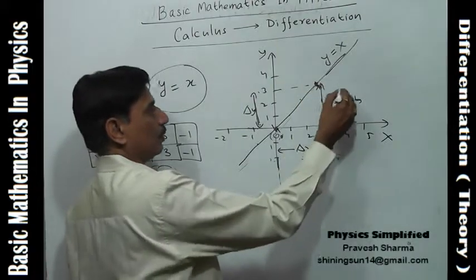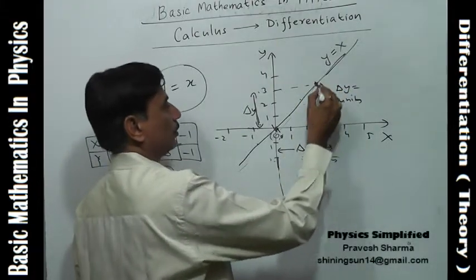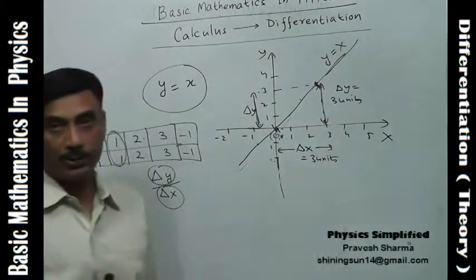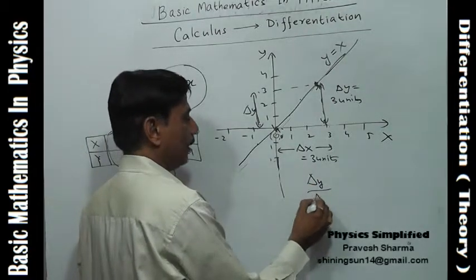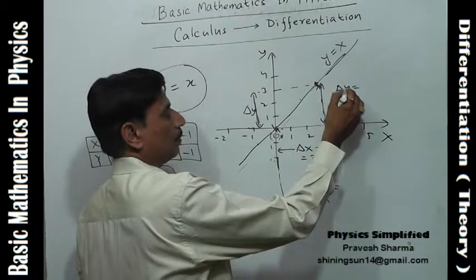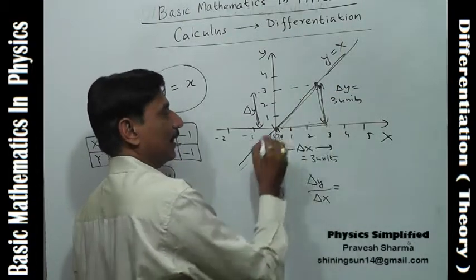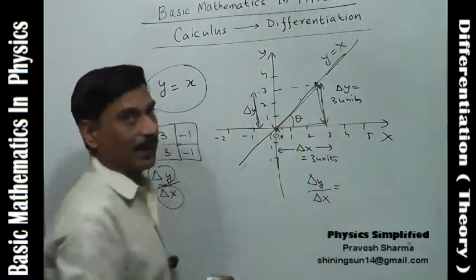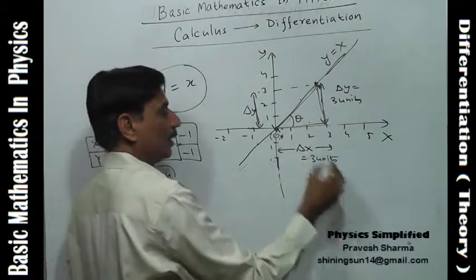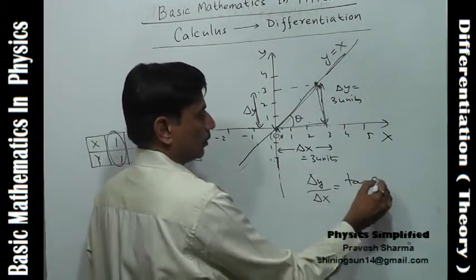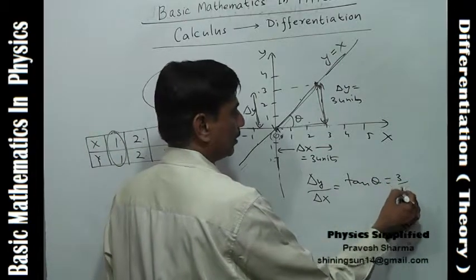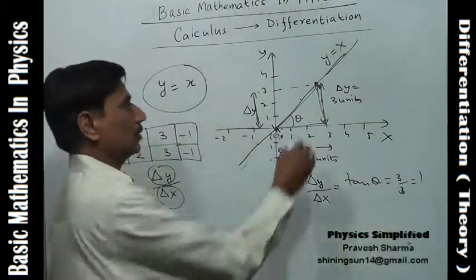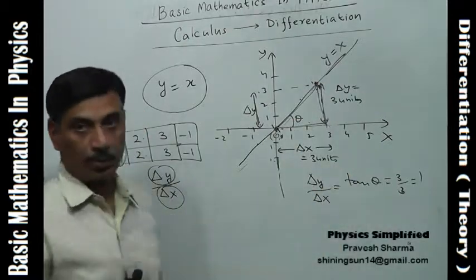So if I say this is delta y is equal to 3 units, delta x is also equal to 3 units. Delta y by delta x is equal to perpendicular by base in this right angle triangle. So if I take this angle as theta, perpendicular by base is what? Tan theta. This is obviously going to be 3 by 3, that is one and the same, is going to be 1. 3 units by 3 units, that is going to be 1.